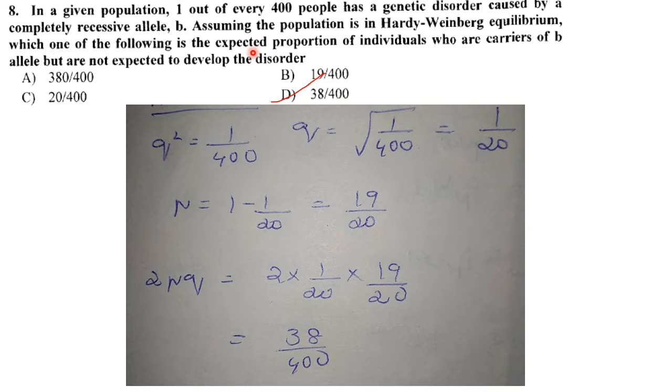So they have asked for expected proportion of individuals who are carriers of the b allele. So that will be 2pq. That is 2 into 1 by 20 into 19 by 20. That will be 38 by 400. So answer will be option D.